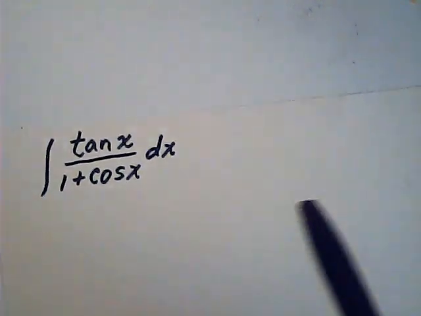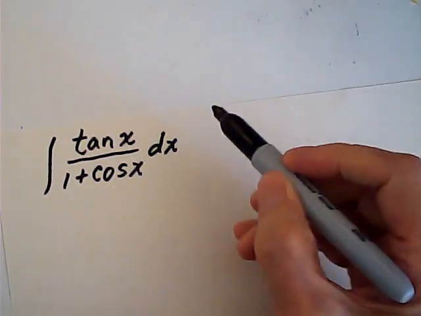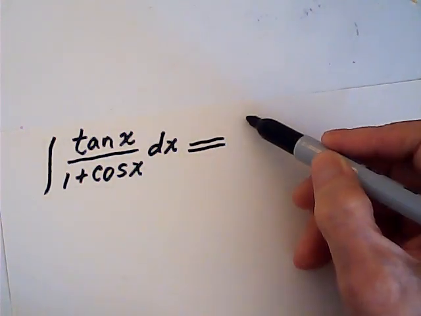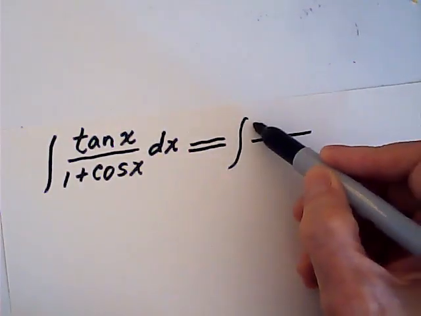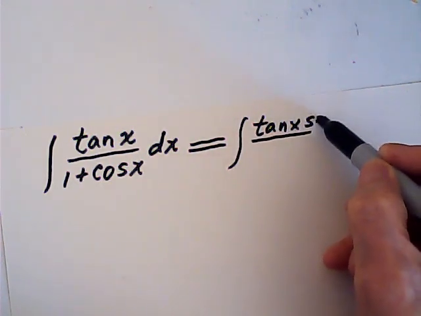Let me do this integral by 4 methods. Now the first method, I multiply the numerator and the denominator by secant x.